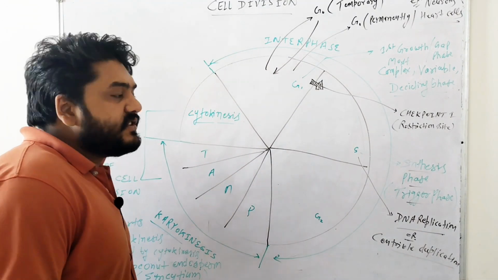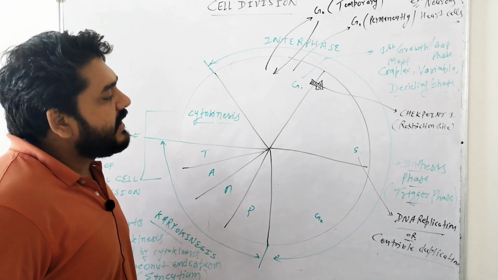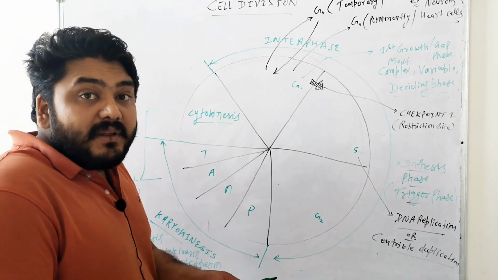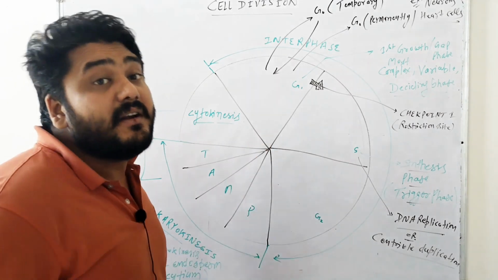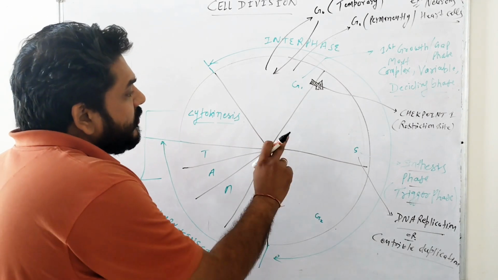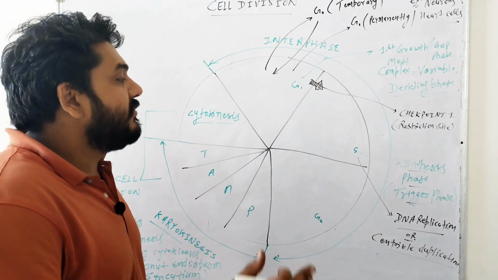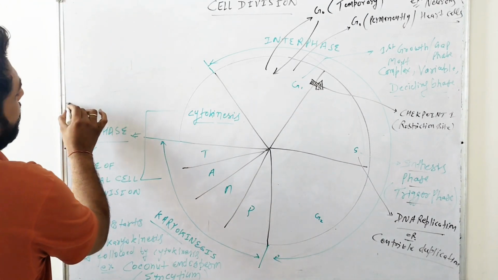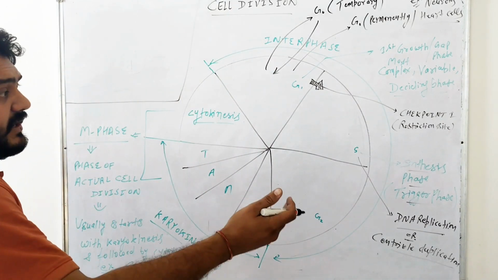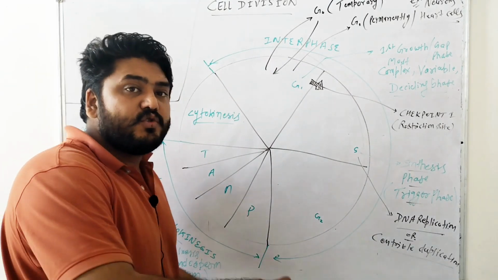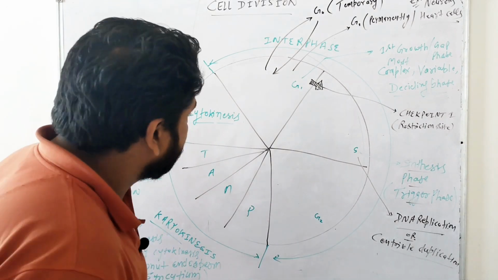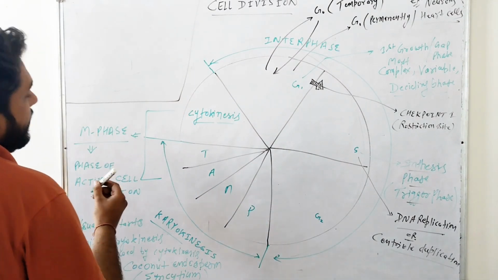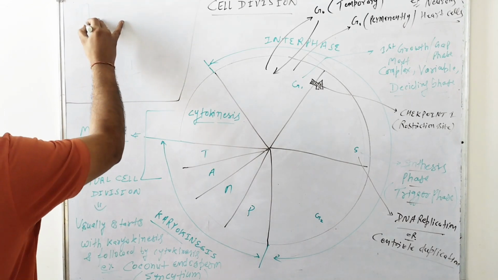So if DNA replication is happening in the S stage, then definitely the DNA amount will get doubled and the chromosome number will remain the same. Now here one confusion comes: sir, if the DNA is getting doubled, then how are you saying that the chromosome number will be the same? How does it happen?